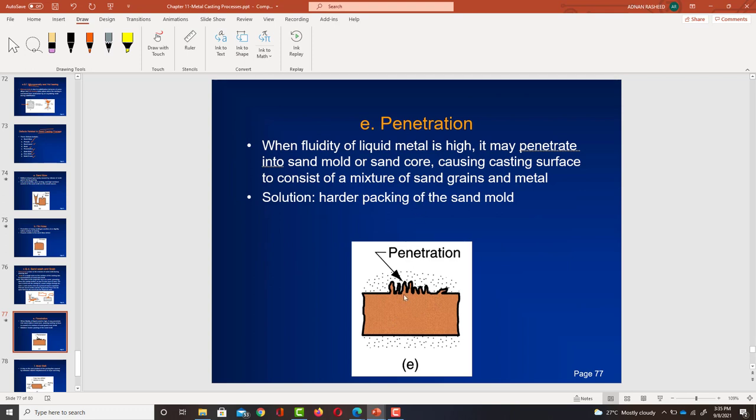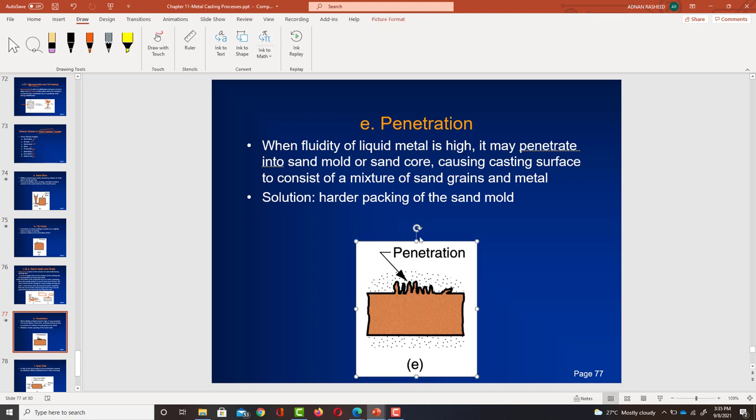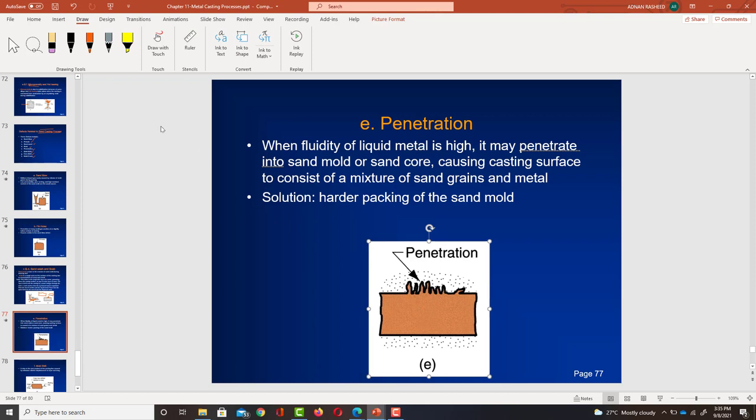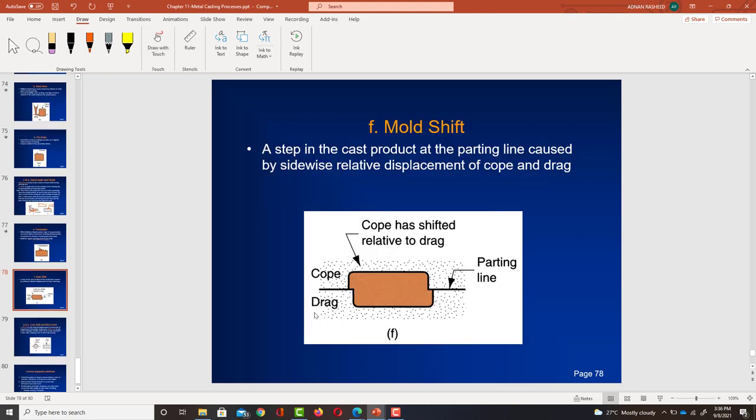पेनिट्रेशन भी है कि अक्सर आप देखते हैं कि अगर सैंड की या मोल्ड कैविटी जो है उसकी स्ट्रेंथ ज़्यादा ना हो तो मोल्टन मेटल जो है वो उस मोल्ड कैविटी में पेनिट्रेट हो जाता है. सो कुछ मोल्टन मेटल उस कैविटी में भी पेनिट्रेट होने की कोशिश करता है, जिसकी वजह से आपके पास इस तरह का एक पैटर्न आता है, और इस टाइप ऑफ डिफेक्ट्स को हम कहते हैं पेनिट्रेशन. ठीक है ना, सो इसका सॉल्यूशन यही है कि आप अपनी जो मोल्ड कैविटी बना रहे हैं उसमें जो सैंड की पैकिंग है वो आप हार्ड करें, ताकि मोल्टन मेटल उसमें पेनिट्रेट ना हो.